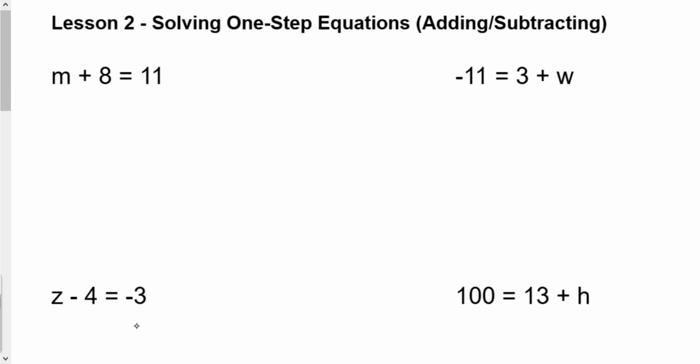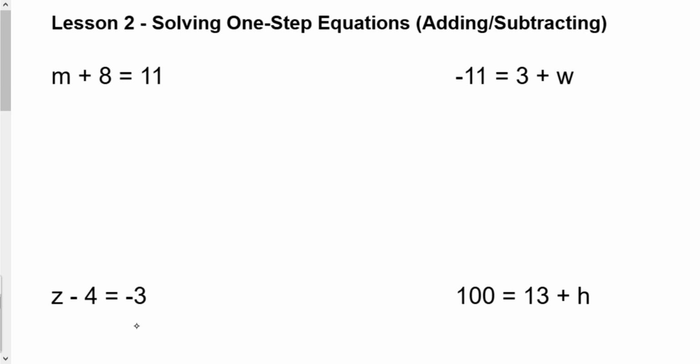Lesson 2. How do we solve these one-step equations if the numbers are adding or subtracting? At first glance, you think, oh, well, if it's adding, then we subtract. If it's subtract, then we add. At first glance, that's what you think that you should do, but there are a couple of tricky situations that pop up where if it's adding, you actually have to add. And if it's subtracting, you actually have to subtract.